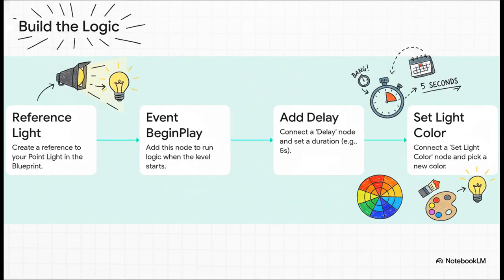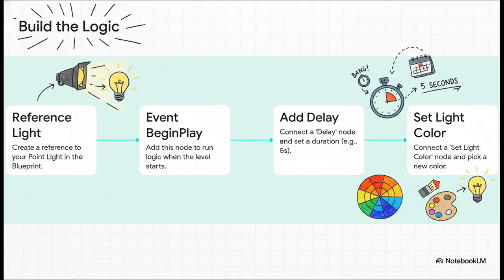Awesome. Now for the fun part, the logic. With your light still selected, pop open the level blueprint. Right-click in the graph and you'll see an option to create a reference to it. Then we need a starting point, which is the Event Begin Play node. Think of this as the starting pistol for our logic.